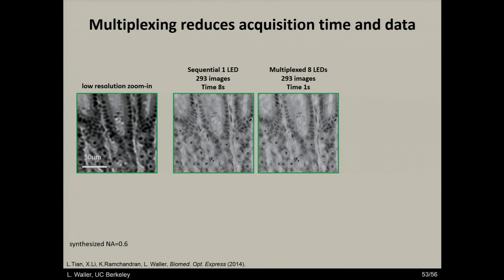Now when we turn on 8 LEDs at a time, but still take almost 300 images, we get to reduce the exposure time because we have more LEDs on at a time. So then we get it down to 1 second. That's extremely important. But it's still not good enough.